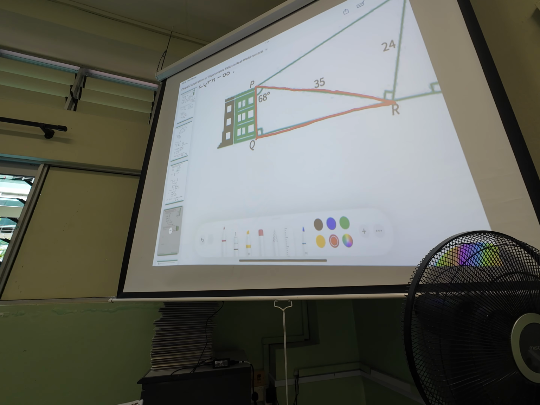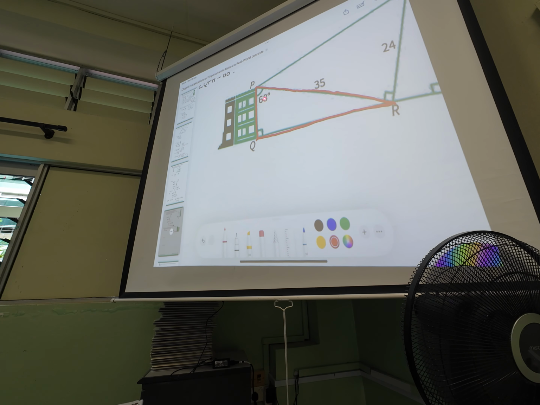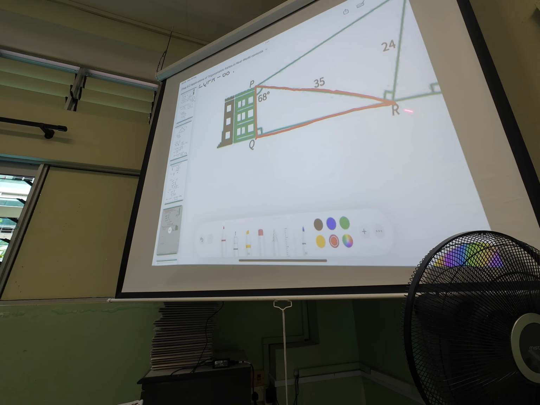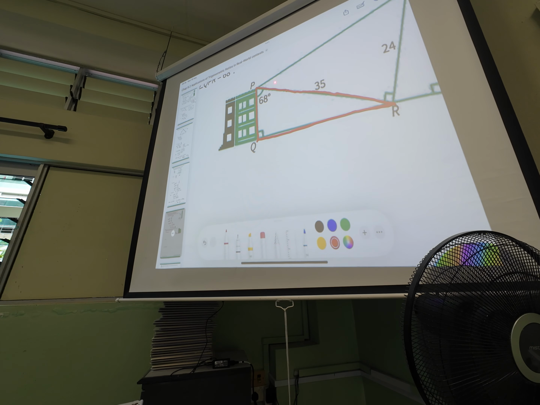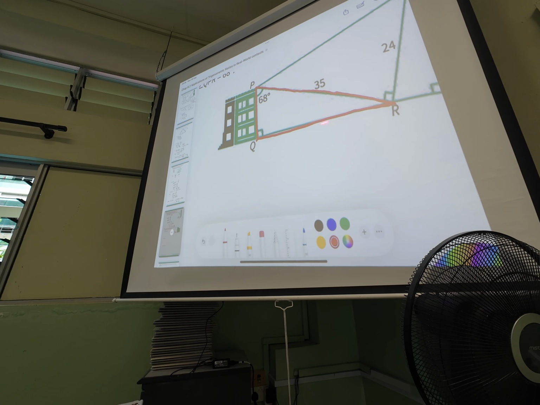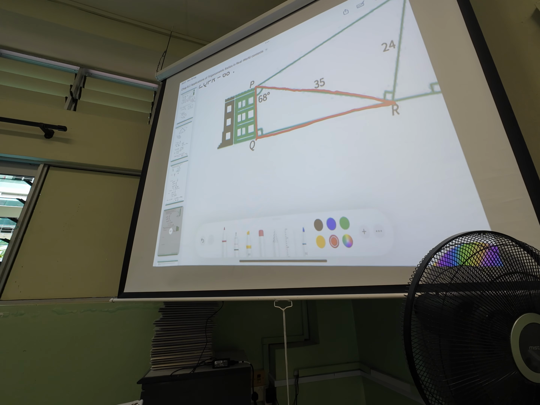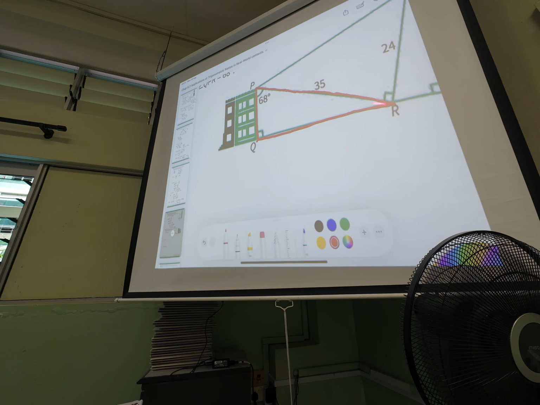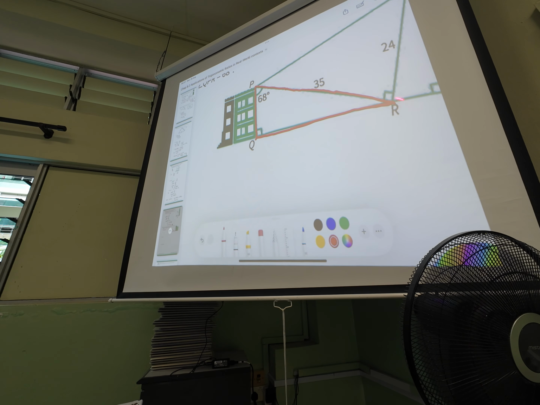Why I want to use PQR? Because it is a right angle triangle. I know this angle. I know this distance. I can use this distance to help me find this distance which I want to find. Then I need to identify the sides with respect to this angle. 35 is opposite 90 degrees, so it is the hypotenuse in this case.